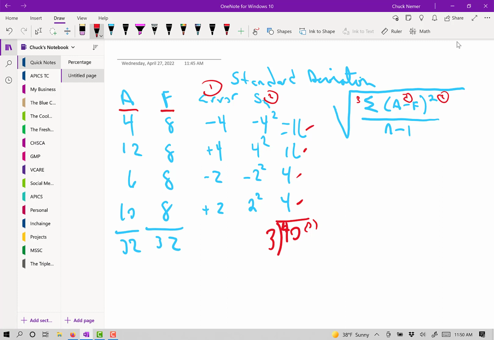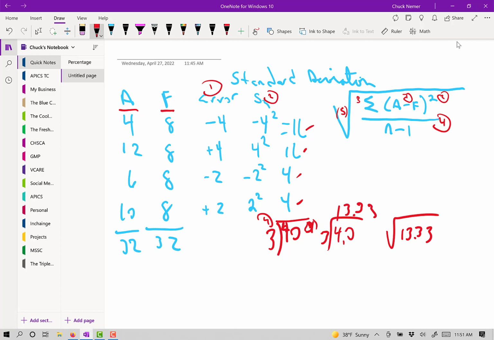So now we divide 3 into 40, which is our fourth step. The third was adding them up, and the fourth is the division. So 40 divided by 3 gives us 13.33. And then the last thing, because this number is high because we squared it, we have to bring it down by taking the square root of the 13.33.